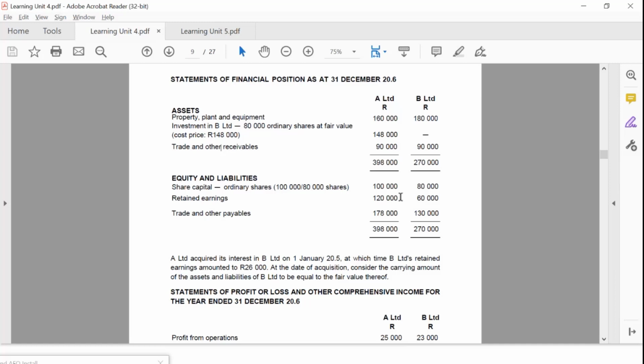They will say debit bank 148,000. We have received 148,000. What did we give up? We gave up our shares. How much was the shares? It was 80,000. How much was the retained earnings? It was 26,000. Then I asked myself, does this transaction actually balance? No, it doesn't balance. In the subsidiary's financial statement, it doesn't balance because they received cash of 148,000, and they gave up shares of 80,000 and retained earnings of 26,000. There's a 42,000 rand difference.